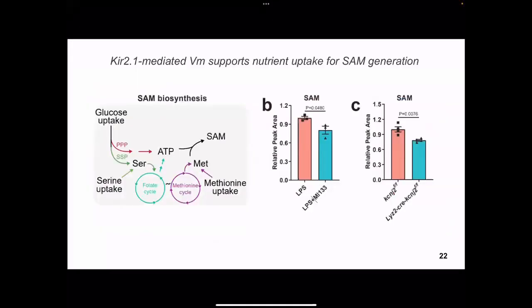The PPP pathway and SSP pathway fueled by glucose uptake were impaired, and serine and methionine uptake decreased. So, because of this data, we wanted to quantify a very important epigenetic metabolite, SAM, because its synthesis is synergistically fed by these metabolic inputs. We found that either ML133 treatment or KIR2.1 deficiency led to a significant reduction in the cellular SAM of LPS-stimulated macrophages.